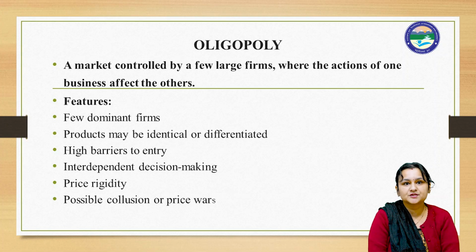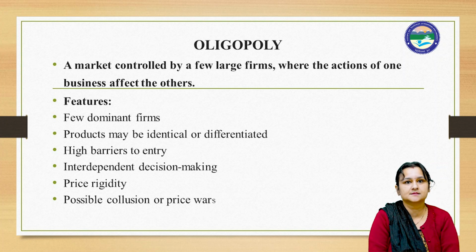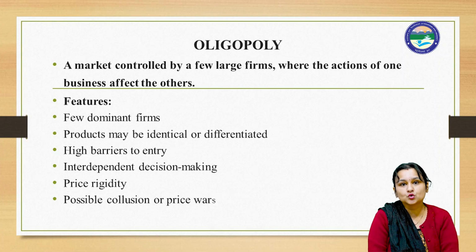Now the features are: there are very few dominant firms, meaning only a small number of large companies control most of the market. The products may be identical or differentiated, meaning the firms may sell similar products, or they can even sell branded ones like cars, and the steel industry is also an example of oligopoly. And in the oligopoly market, there are very high barriers to entry. It means new firms struggle to enter because of the high cost or strong existing competitors.